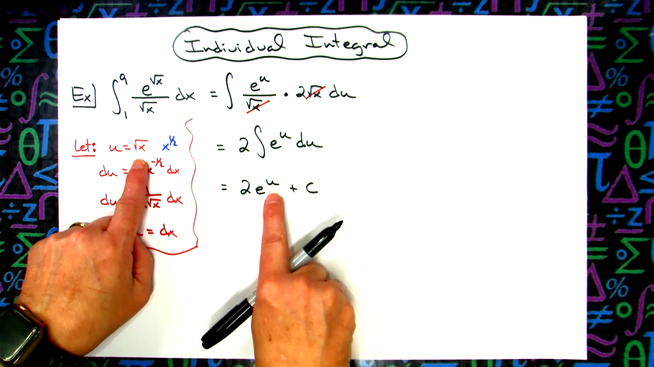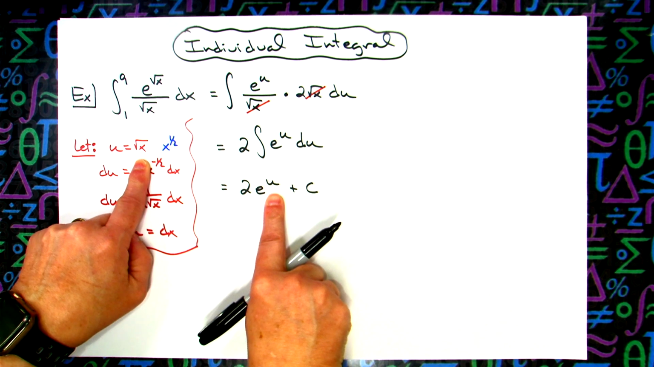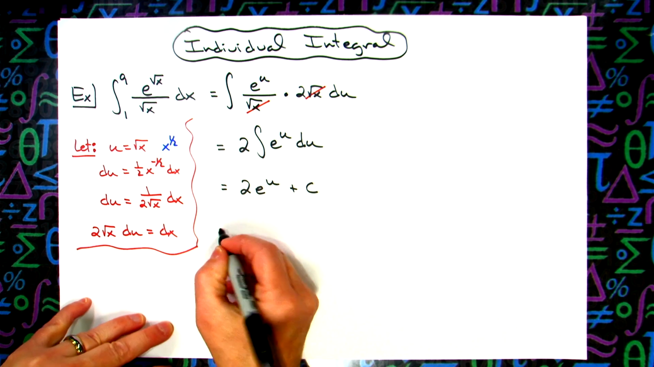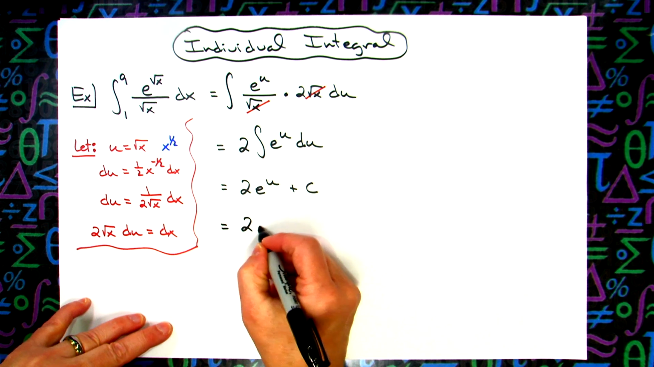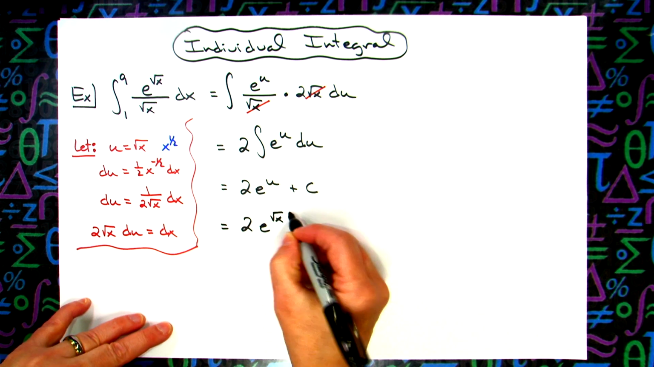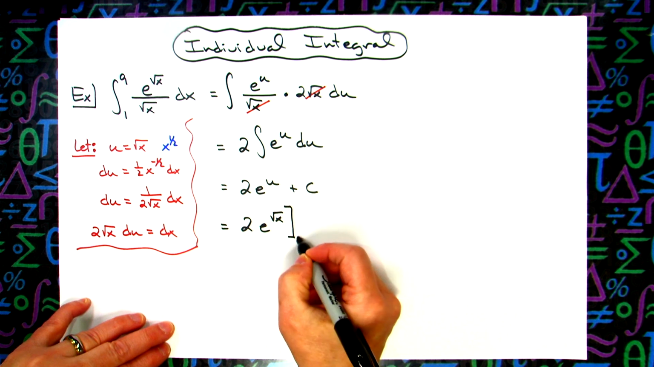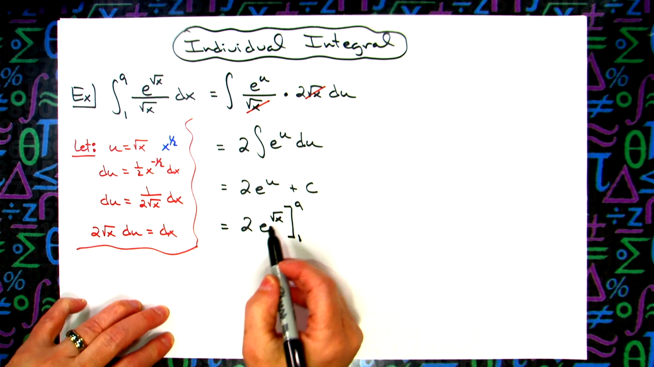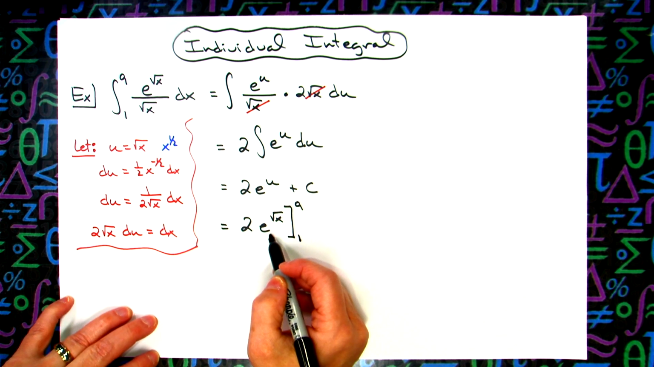Now, I want to go ahead and replace this with what my u equals to put it back in terms of an x function. Once I put it back in terms of an x function, then I can reintroduce the 1 and the 9. So I'm going to have a 2e to the square root of x, and then 1 and 9, because these are limits of integration for x. I now have a function completely in terms of x.